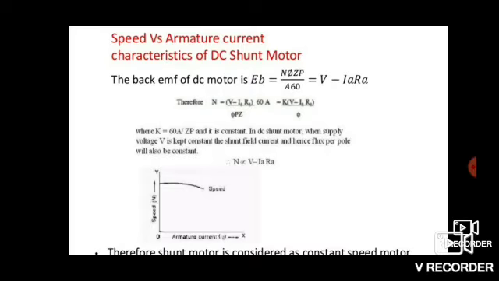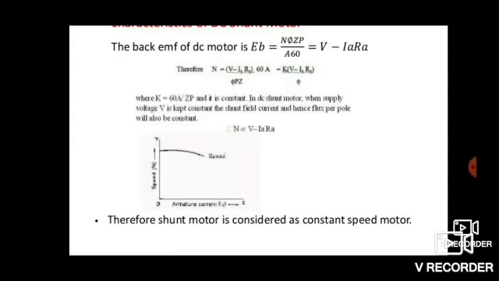In DC shunt motor, when supply voltage V is kept constant, the shunt field current and hence flux per pole will also be constant. So N is proportional to V minus Ia RA. It is the graph between speed and armature current. Speed is on the y axis and the armature current is on the x axis. Speed is nearly constant, so the only drop is Ia RA. Therefore, shunt motor is considered a constant speed motor. The shunt motor is also known as constant speed motor.